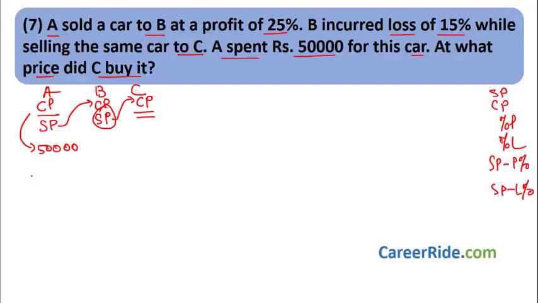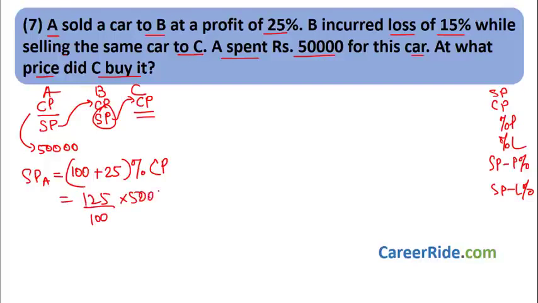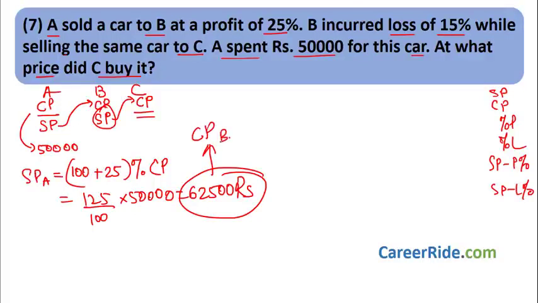Okay, what is the selling price of A? Selling price of A, since A gets profit, it would be 100 plus profit percent, which is 25%, divided by 100, multiplied by cost price, that is 125 upon 100 into 50,000. Okay, that would be 62,500 rupees. Okay, this is nothing but the selling price of A, but selling price of A means A sells to B, that means this becomes the cost price for B.